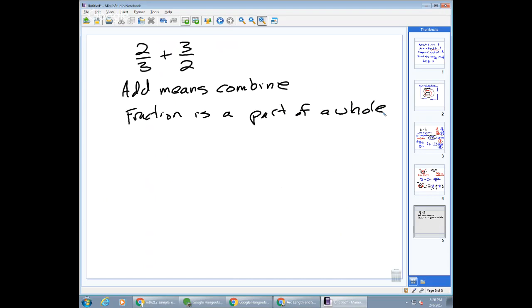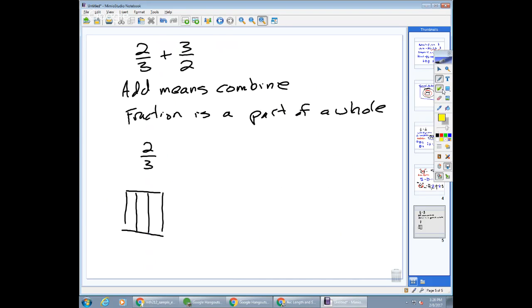And you could use pies if you want. I prefer cakes that are square. So I have to draw 2/3. So there's thirds, and then I need to pick a couple to shade. So maybe I'll shade this one and that one. So there's my 2/3. Then I've got to draw my 3/2.